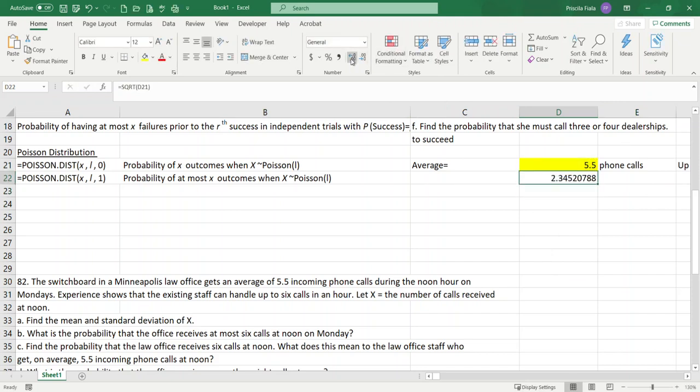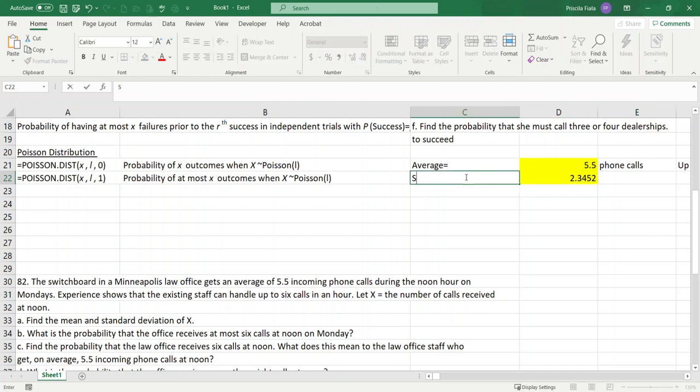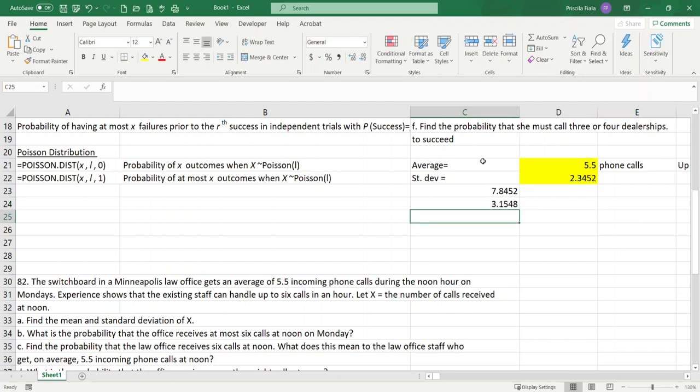So it's going to be approximately 2.3452. Okay, so that's how much it deviates, how much it changed. So let's suppose that I would ask you how much is one standard deviation above the mean. You would sum this value plus this value. You'll get 7.84.